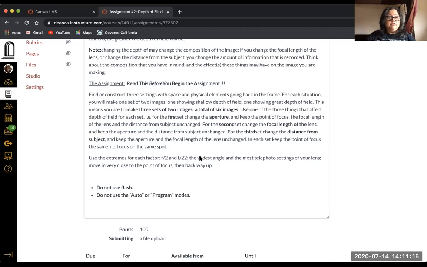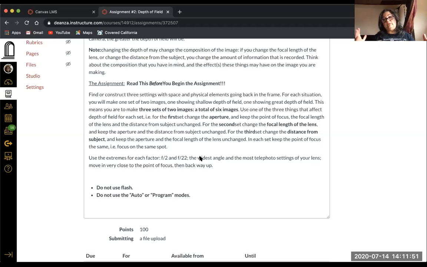For each situation, you will make one set of 2 images, one showing shallow depth of field, one showing great depth of field. This means that you are to make 3 sets of 2 images, a total of 6 images. Use one of the 3 things that affect depth of field for each set, i.e., for the first set, change the aperture and keep the point of focus, the focal length of the lens, and the distance from the subject unchanged.